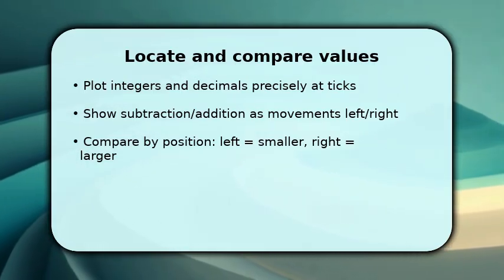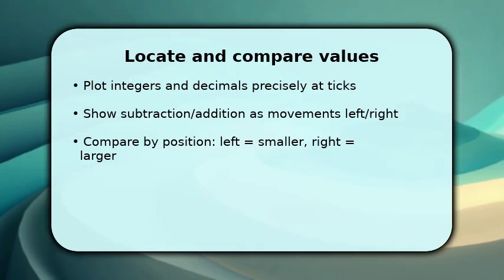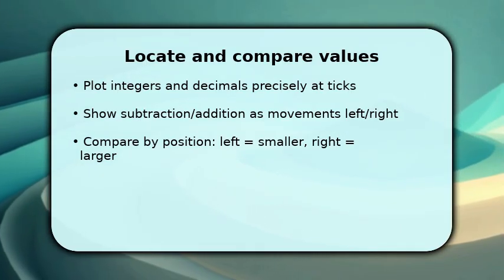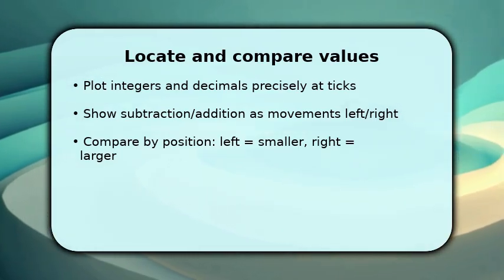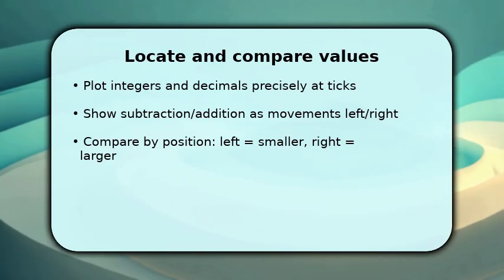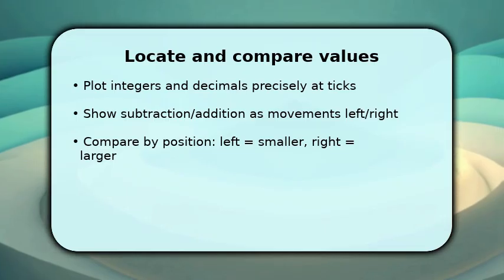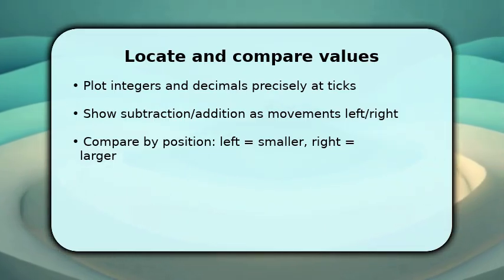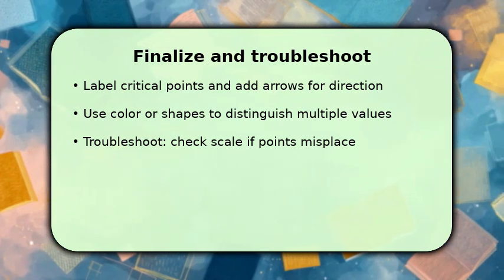Once done, demonstrate operations visually, move right for addition and left for subtraction, showing each step slowly. Use colors or labels to track multiple numbers. To compare, point out that any number left of another is smaller and any number to the right is larger, which makes inequalities intuitive. Finish by labeling key points and drawing arrows at ends to indicate continuation when needed.